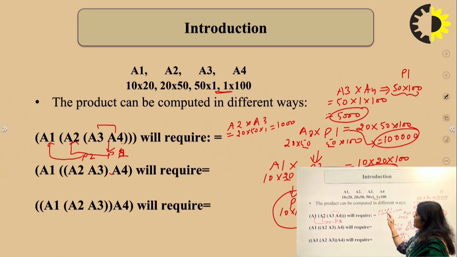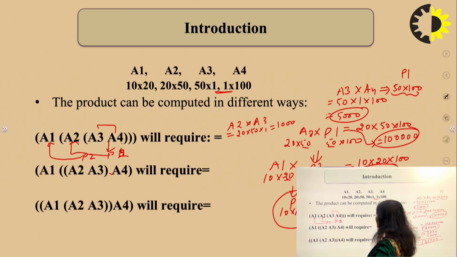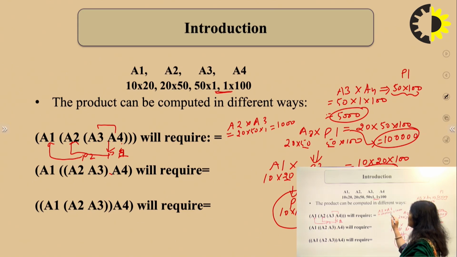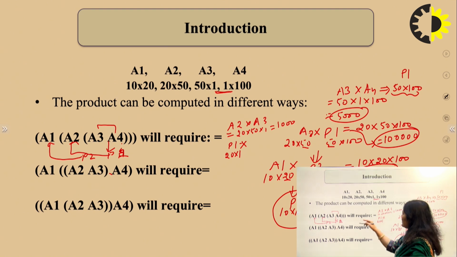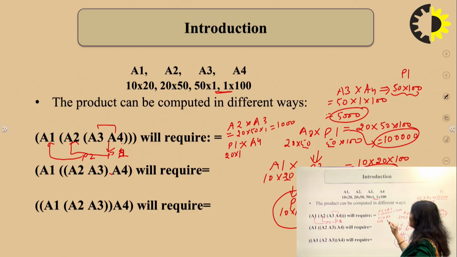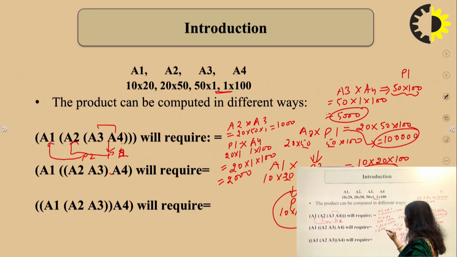Plus, when this product comes, I need to calculate or multiply it first with A4. So now the product here will be of dimension how many? This P1 now going to have a dimension of 20 cross 1, right? And I'm multiplying it with A4, right? A4 is having dimension 1 cross 100. So how many computations am I going to perform now? These will be equal to 20 cross 1 cross 100. Okay. If I calculate, it will come to 2000.